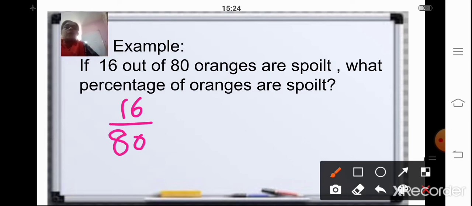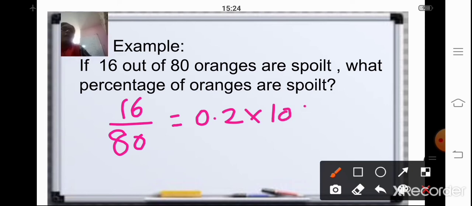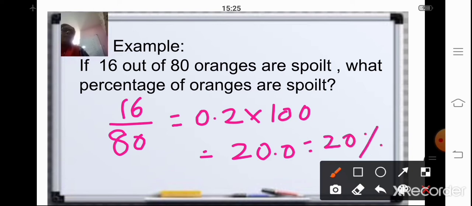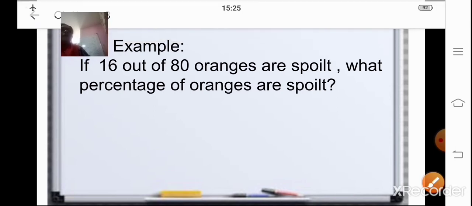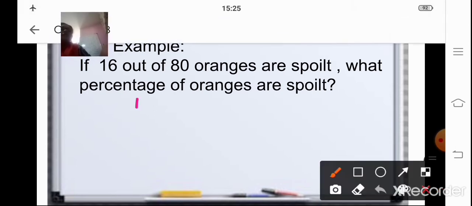So first what you can do is, you can divide this 16 by 80 and then multiply it by 100. Okay. So when you divide this 16 by 80, you will get the answer as 0.2. Now 0.2, to find the percentage, you will multiply it by 100. So place the decimal point. So your final answer is 20%.